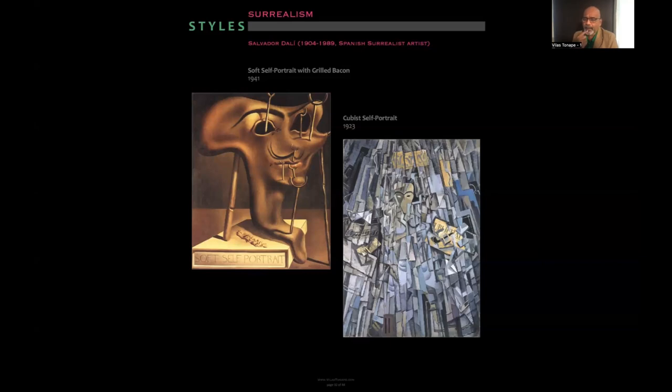Now, if you look at the one on the left, titled "Self-Portrait with Grilled Bacon," despite its distorted figure, there is scope for realistic rendering there. There is something very realistic. The creature may not be realistic. Let's say this person is an alien, but the rendering is very realistic.